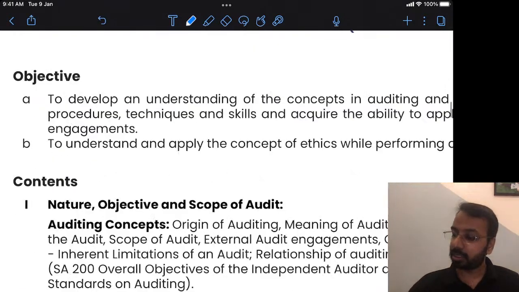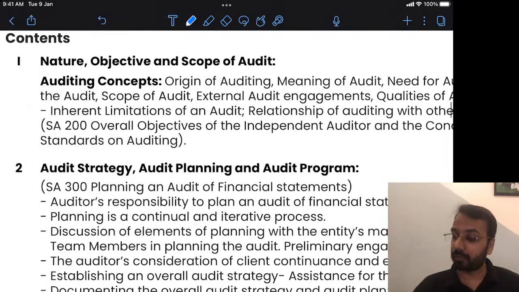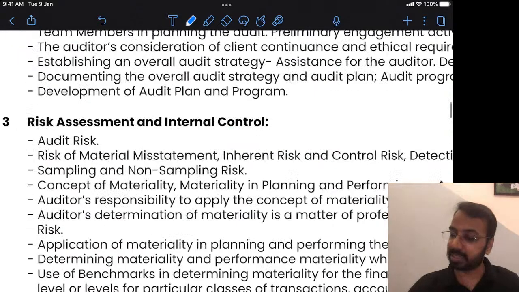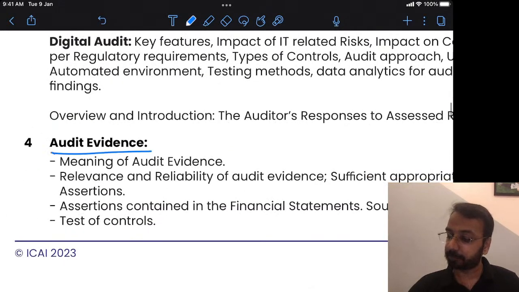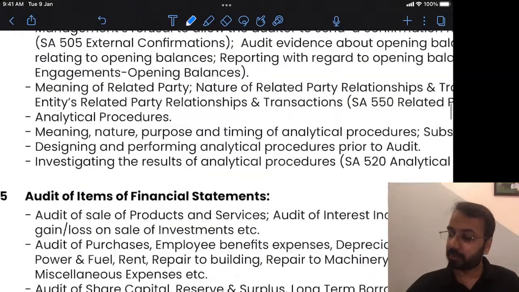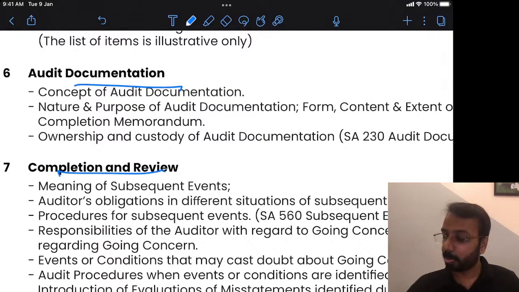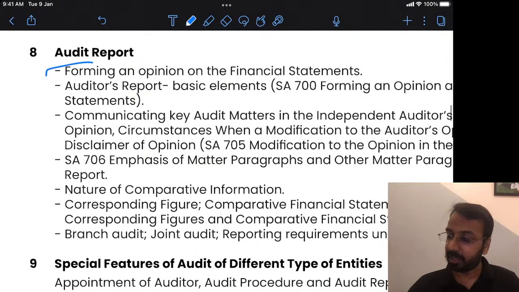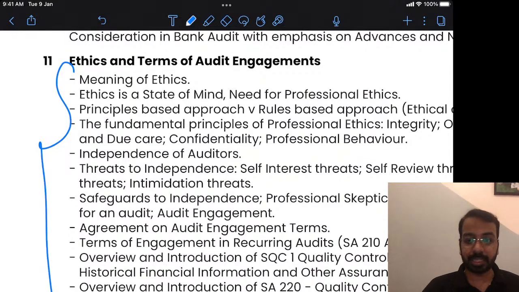Now coming to audit, they have added auditing and ethics, where they have introduced something called as code of ethics. So you have auditing concepts, audit strategy, planning and program, already existing. Risk assessment and internal control was already there. Audit evidence already there. Audit of items of financial statements already there. Documentation already there. Completion and review already there. Audit report was already there. Different type of entities was there. Banks was there. So this is something which gets added, which is ethics and terms of audit engagement, which was a part of your CA final, which has been brought here.